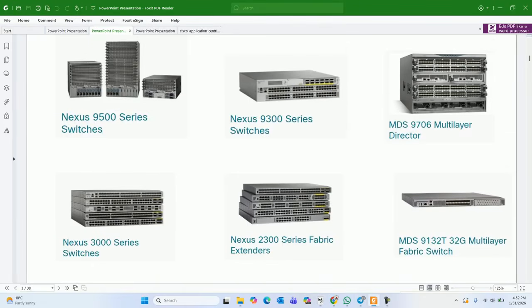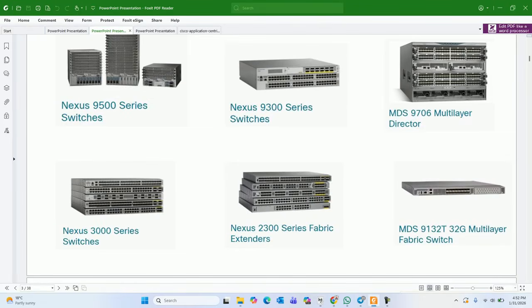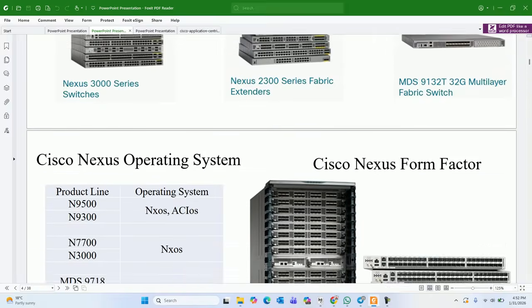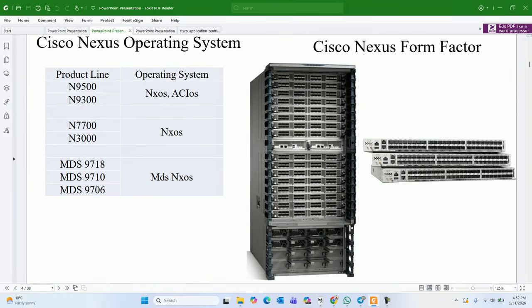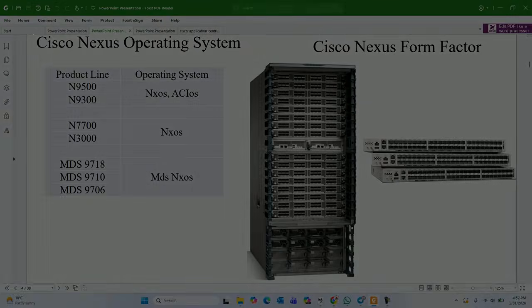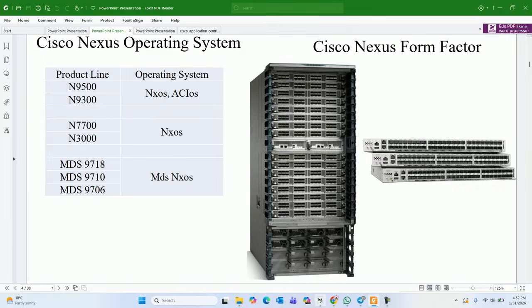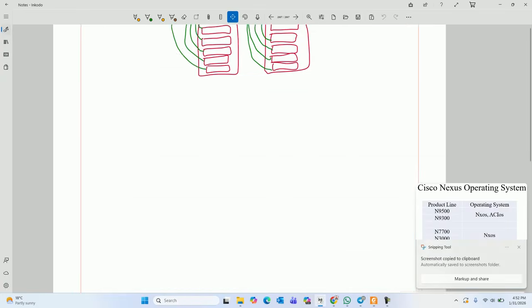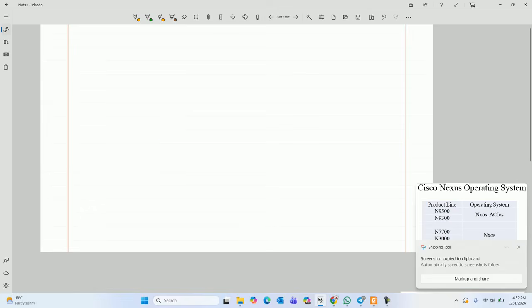Okay, so then we have the MDS switches. Like I said, this is for the storage area network. Then Cisco Nexus operating system and Cisco Nexus form factor. We have already discussed the form factor, modular and fixed. But in Nexus 9300, the Cisco Nexus operating system, I will share this PDF also.